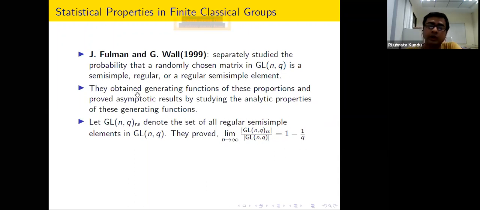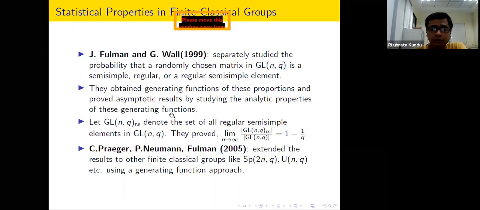They also got the limiting values of the proportions of regular elements as well as the proportion of semisimple elements. After that, Cheryl Prager, Peter Neumann and Fullman in 2005 extended all these kinds of studies over other finite classical groups, like the symplectic group, the unitary group, orthogonal groups, etc., using a generating function approach once more. We'll come back to this once again.